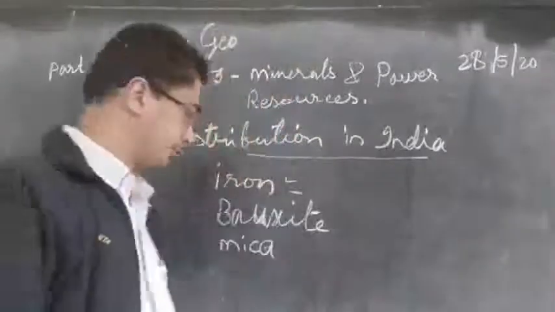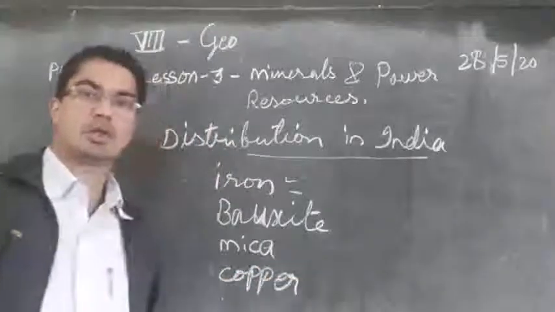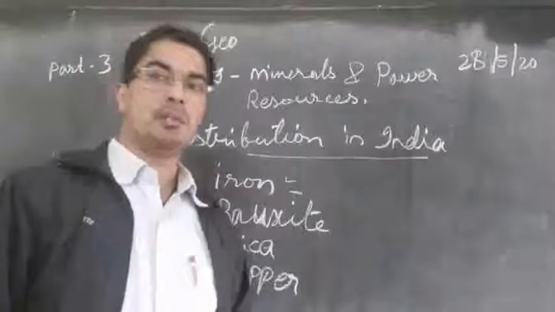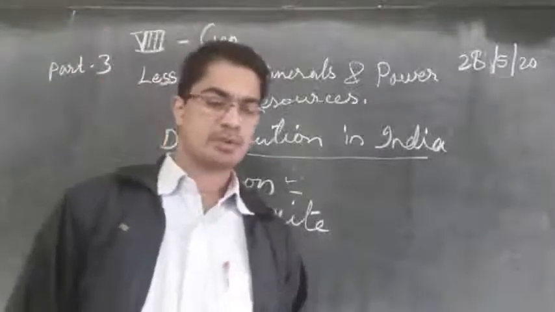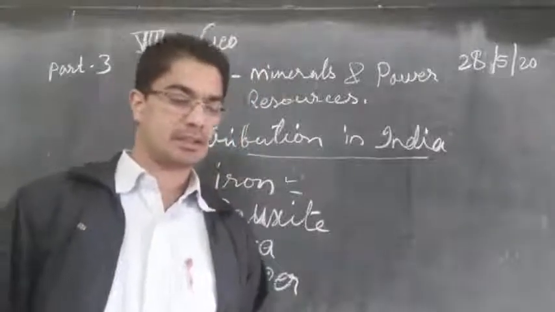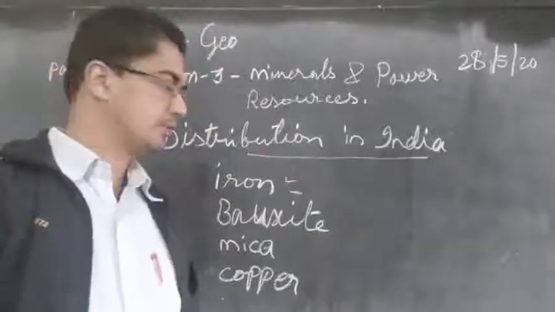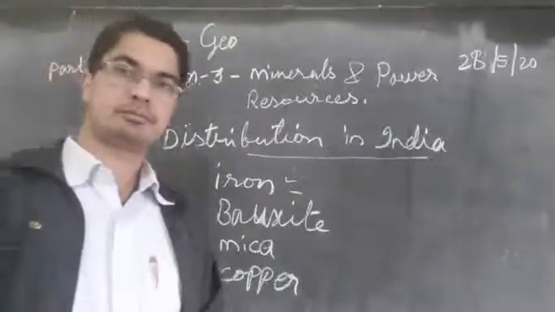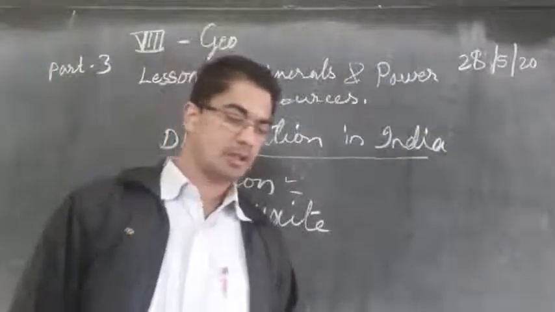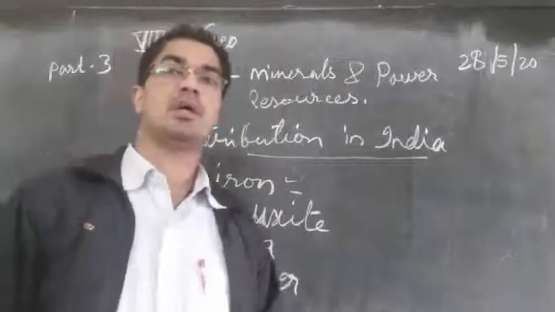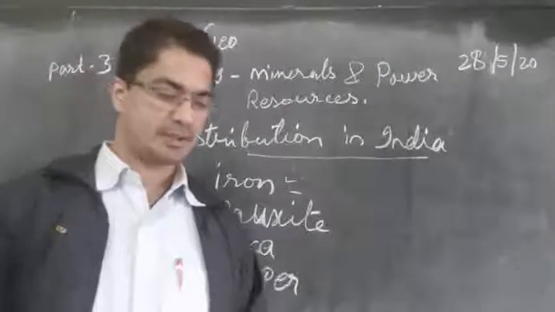Another one is copper. Copper is another mineral found in India. It is mainly produced in Rajasthan, Madhya Pradesh, Jharkhand, Karnataka and Andhra Pradesh. These are the states where copper is found and mined.